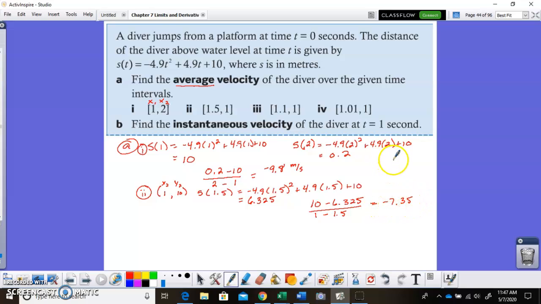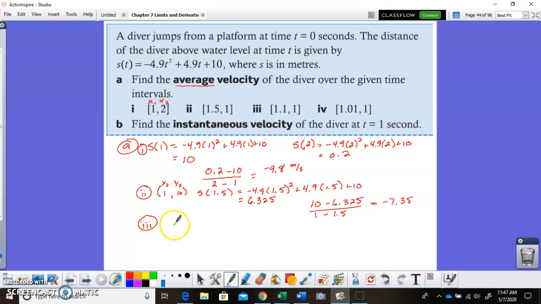The negative is actually saying that the slope of it is negative, okay? So that means it's coming down. So it looks like it's actually slowing down as well, okay? So we'll go on to number 3.